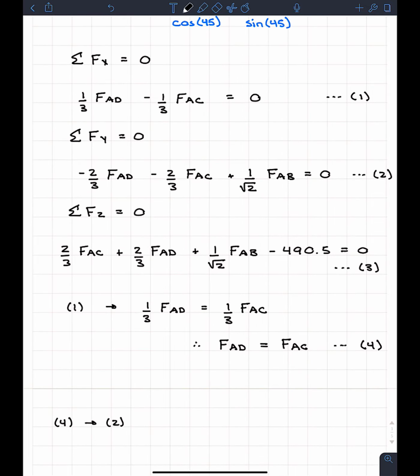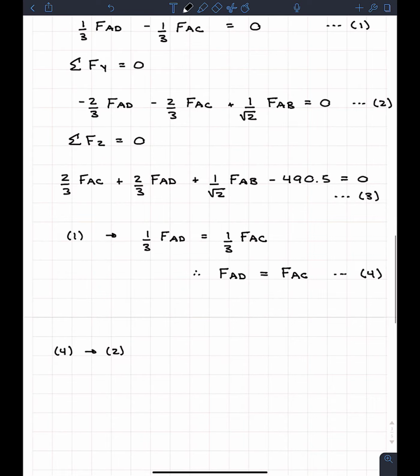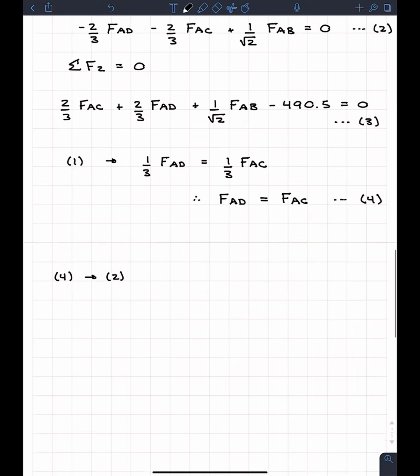And the reason why I'm picking this is mainly whatever equation has the constant in it. So in this case, it's equation 3 with the 490.5. That's usually the one you want to save to the very end when you're actually going to solve for a variable. So what I want to do is get everything in that third equation in terms of one variable. Right now, the only variable I'm missing is FAB. But if I go into equation 2, I can very easily find it.